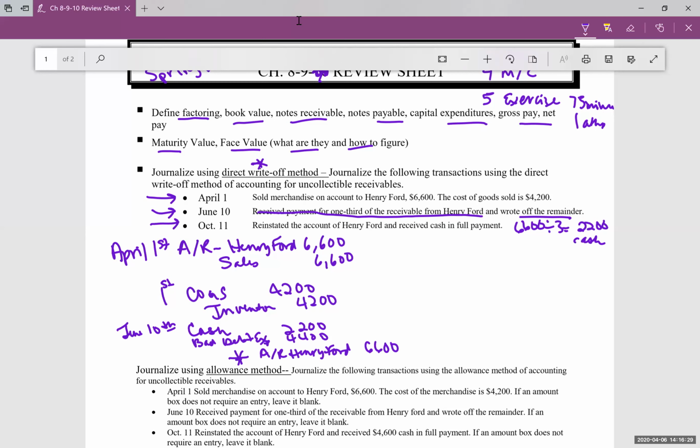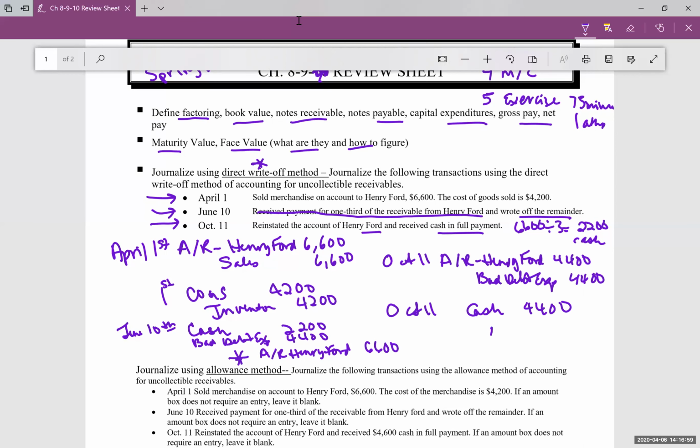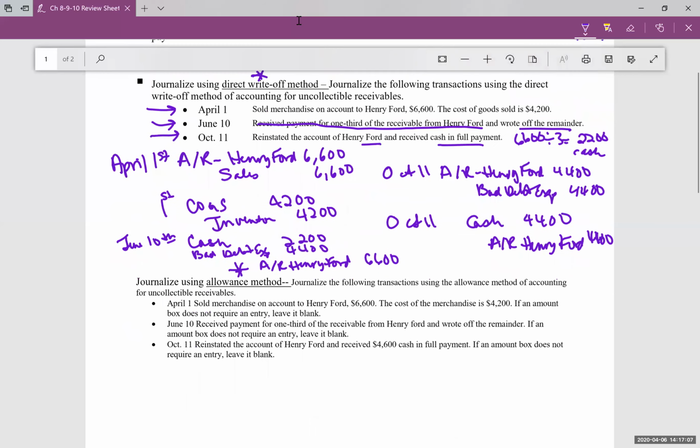Then October 11th rolls around and Henry Ford paid. So we're going to reinstate just the bad debt part, the 4,400. That's the first part of the entry. So October 11th, we're going to reset up the AR for Henry Ford, but only for the amount of 4,400. And we're going to credit bad debt expense for 4,400. Then we're going to apply the payment. So they did get cash of 4,400 and clearing out that AR for Henry Ford in the amount of 4,400. Okay, that was the direct write-off method.